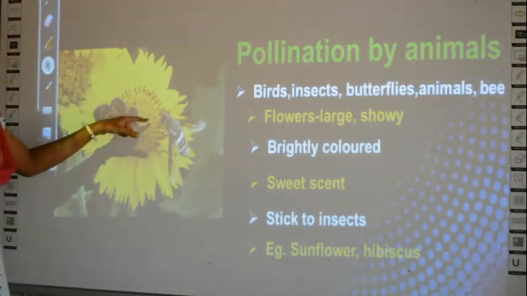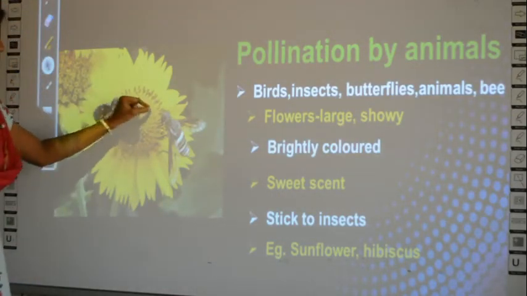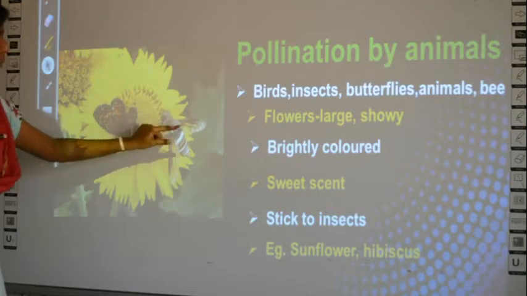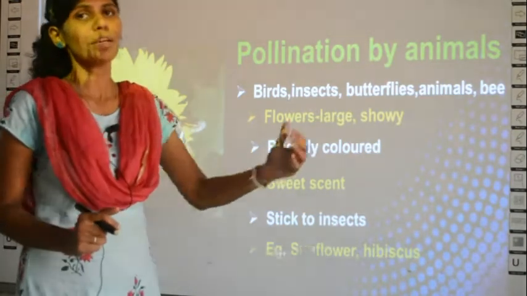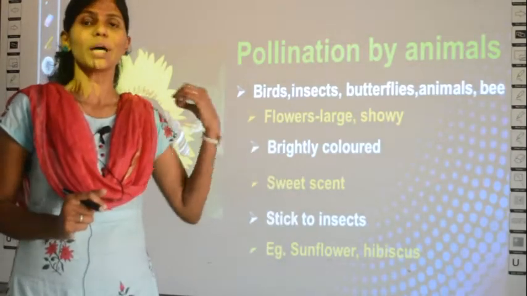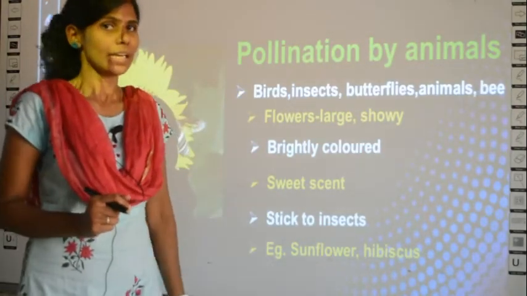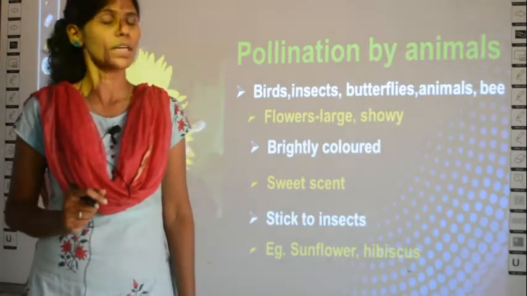So when they sit on the flower for the nectar, unknowingly these small round particles will stick on the surface, and they will be transferred to the next flower when these animals go in search of nectar to the next flower. That is how pollen grains are transferred.